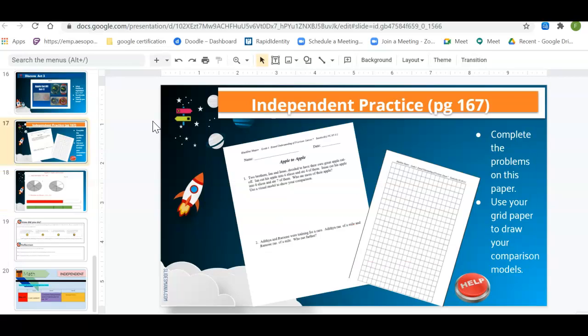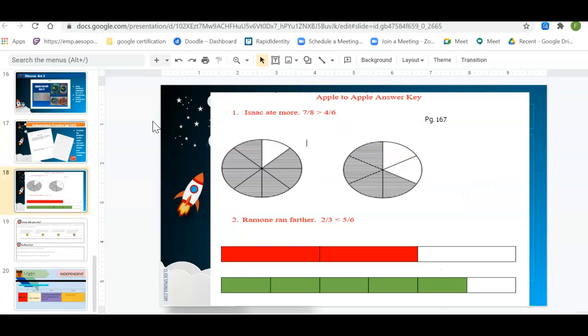And I've got Ian, who ate 6 slices, ate 4 out of his 6. So Ian ate 4 out of his 6 right here. 1, 2, 3, 4 out of 6. So when you look at it, which one has more that's shaded in? So which one of these has more that's shaded in? So clearly it's going to be Isaac. So Isaac ate more.